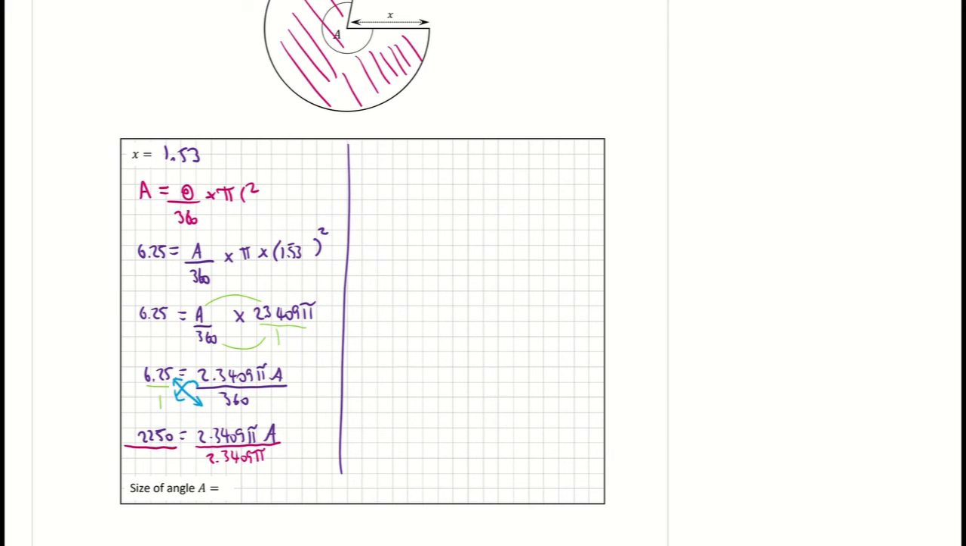And that is giving me an angle size of 305.95. The question wants it to the nearest degree, so that's an angle A of 306 degrees.